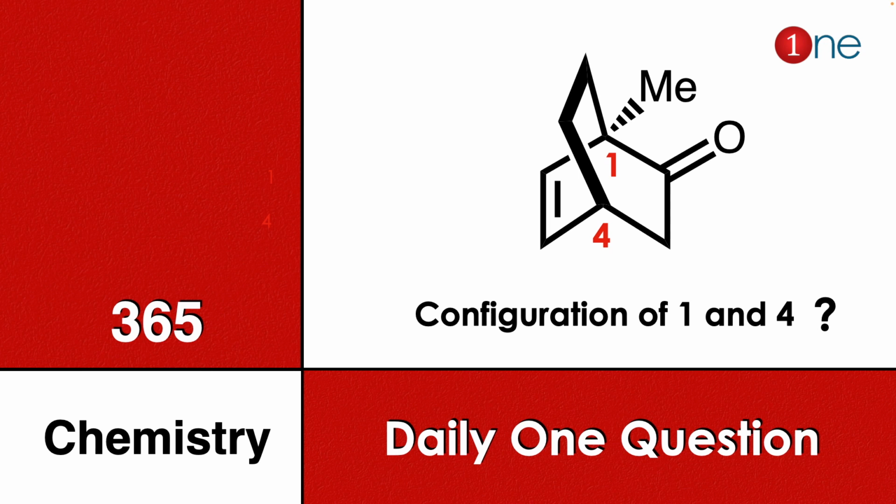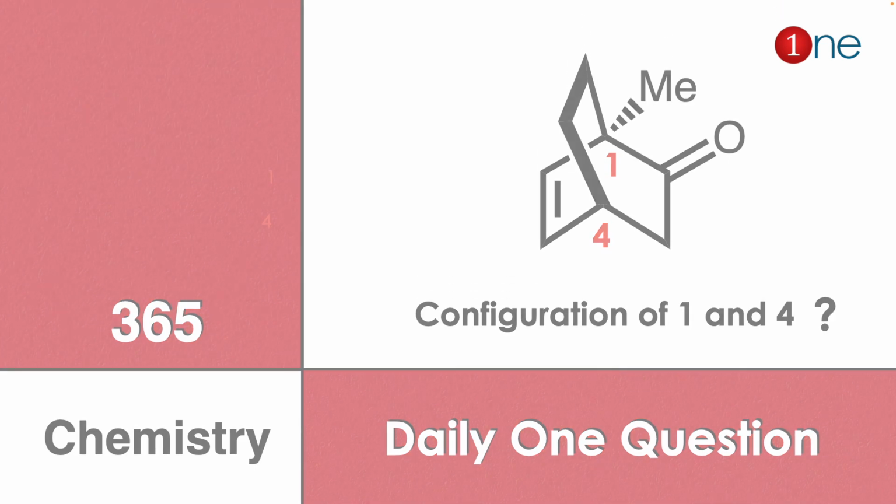Here a bicyclic bridged compound is given, with an alkene and a carbonyl. The carbons are specified: the 1st and 4th carbon. You have to find the configuration of the 1st and 4th carbon. Both are chiral. You have to find the R and S configuration.